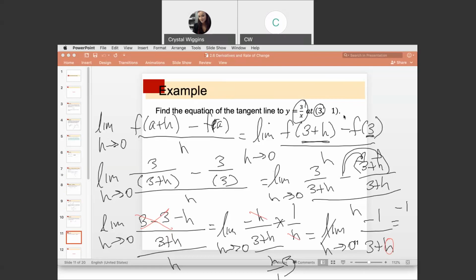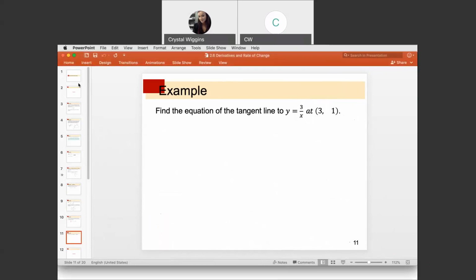So now we know that the slope of the tangent line is negative 1/3, and we need to use the point (3, 1) to complete the example of finding the equation. So let me clear this out, and then we'll complete the equation. Okay, so we found that the slope of the tangent line is negative 1/3, and we're using the point (3, 1).